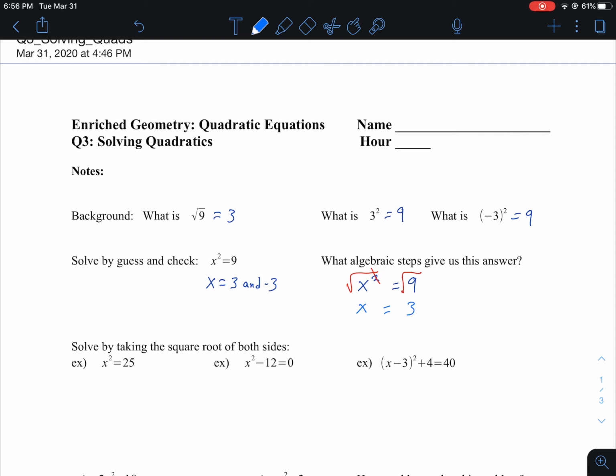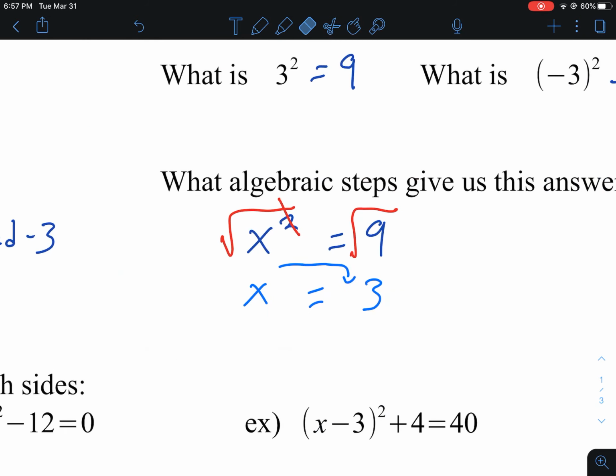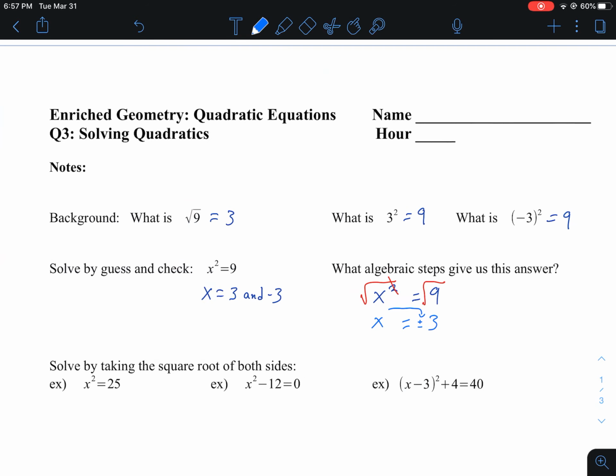But we just said this wasn't the full answer. 3 is one of our answers, but so is negative 3. Where does the negative 3 come from? It comes from the left side. A plus or minus squared both equal 9. So from the left side, you get a plus or a minus, and that looks bad. Let me see if I can make that look a little better. Plus or minus. Now I'm happy.